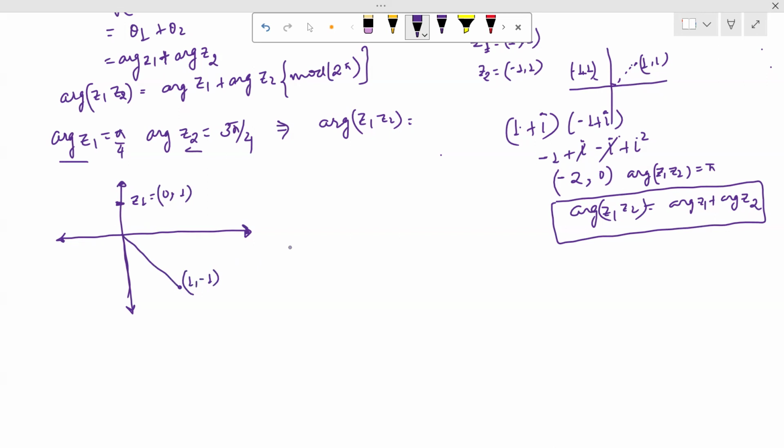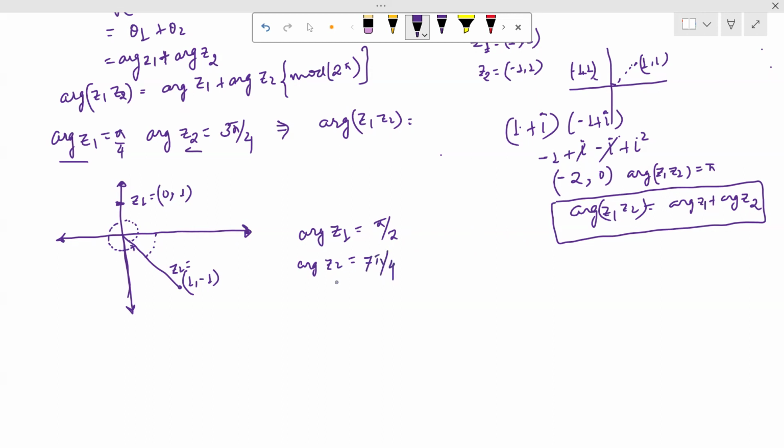Now what would be the argument of z1? The argument of z1 is simply equal to pi by 2. And let's say this is your z2. What would be the argument of z2? If I take it this way, the argument of z2 will be 3 pi by 2 plus pi by 4, or you can say 2 pi minus pi by 4. So 2 pi minus pi by 4 is 7 pi by 4.